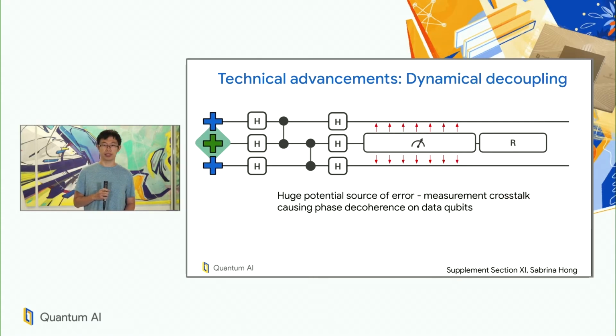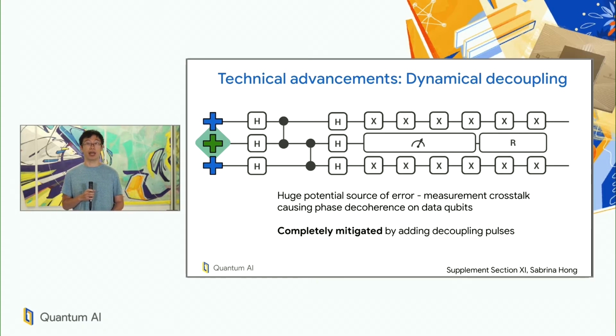Another thing we learned is that a potential huge source of error is that when we're doing the measurements on our measure qubits, there's actually some crosstalk into the measurement resonators of the data qubits. And this is a really big source of phase decoherence on the data qubits because, in effect, we're sort of accidentally measuring the data qubits when we don't need to do so. But some nice work by my colleague Sabrina Hong showed that we can actually completely mitigate this effect by adding decoupling pulses on the data qubits. And this turns out to be really important when we're operating the repetition code in phase flip mode.